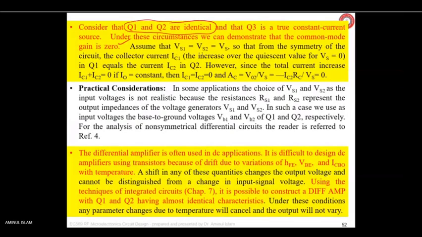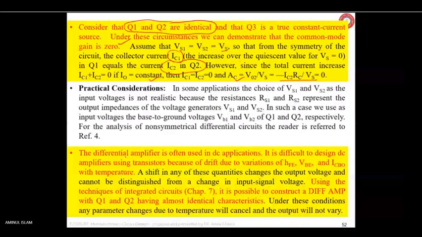Assume that Vs1 equals Vs2 equals Vs, so that from the symmetry of the circuit, the collector current IC1 is equal to IC2 of Q2. However, since the total current IC1 plus IC2 is constant when IO is constant, the change in IC1 equals the change in IC2 equals 0, and the common mode voltage gain, Ac, equals minus delta IC2 times RC divided by delta Vs, which equals 0.